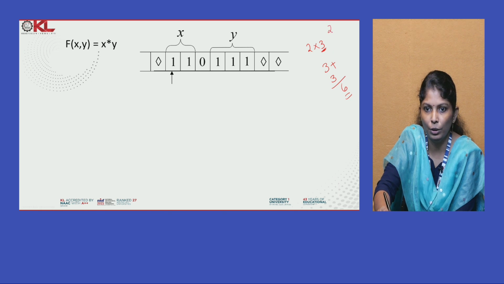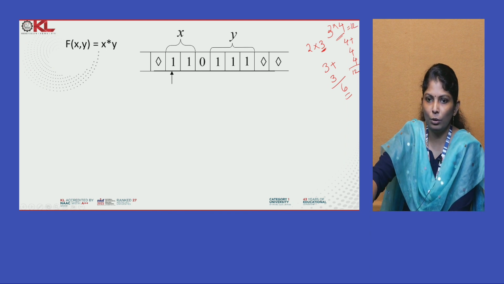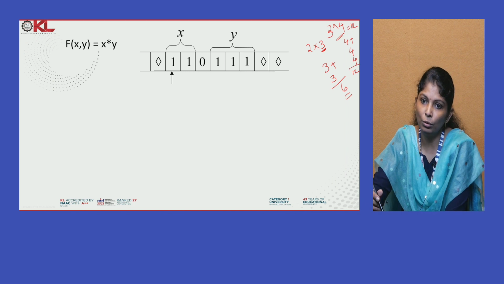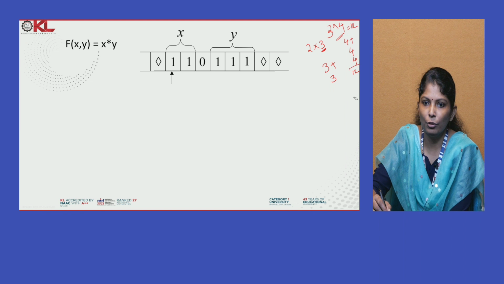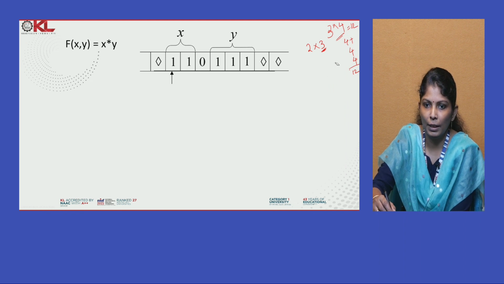And if I have 3 into 4, I can do 4 plus 4 plus 4. Four times the addition gives 12, so it is equivalent to 3 into 4, 12. So here in the Turing machine we are going to do the multiplication using the concept of repeated addition. Instead of using direct multiplication, we are going to apply repeated addition.